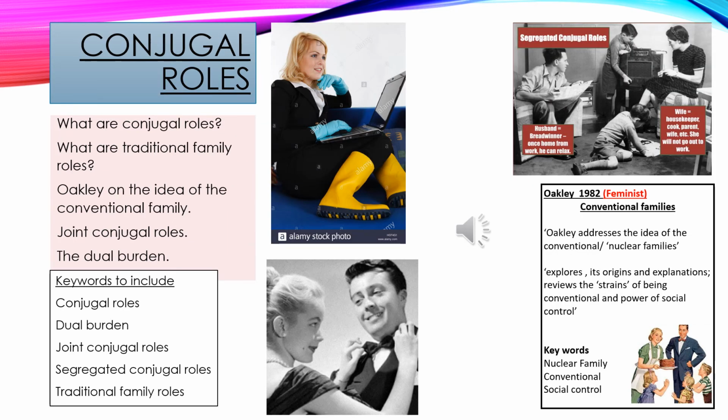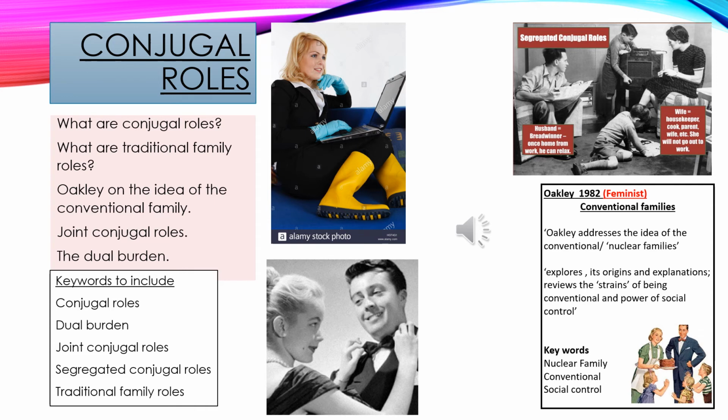Conjugal roles. Conjugal roles immediately conjure up the image of the relationship between men and women in the family, in the household. Obviously that doesn't apply to single parent families, to lone parent families, to homosexual couples and other types of families. So conjugal roles, really you need to make a distinction between the nuclear family and other family types.